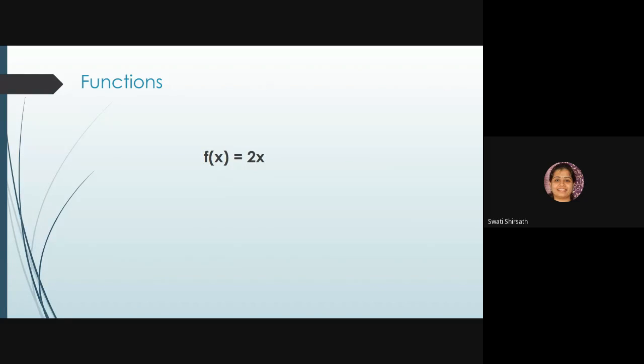So this f is nothing but, okay, just a second, it is not working.